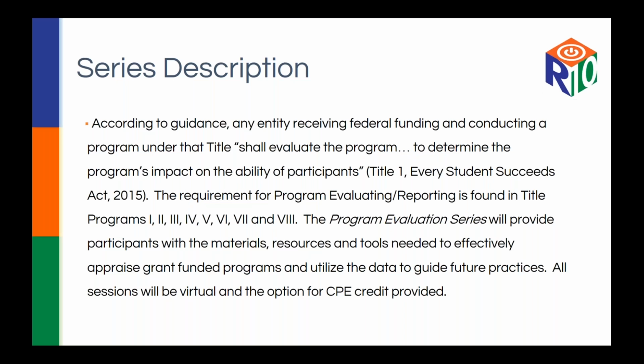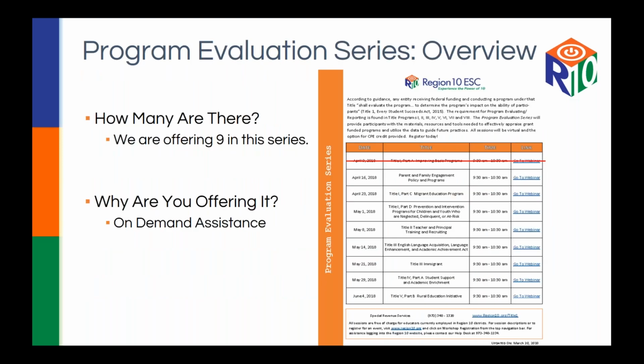Side note, you also have to evaluate your programs if you're not receiving federal funding because it is in Texas Education Code. But for the sake of this program evaluation series, we are focusing on the federal programs and the grant funding that comes with it. There are a total of 9 in this series. We've already had the first, which was Title I Part A, Improving Basic Programs. Today, we're covering Parent and Family Engagement Policy and Programs.